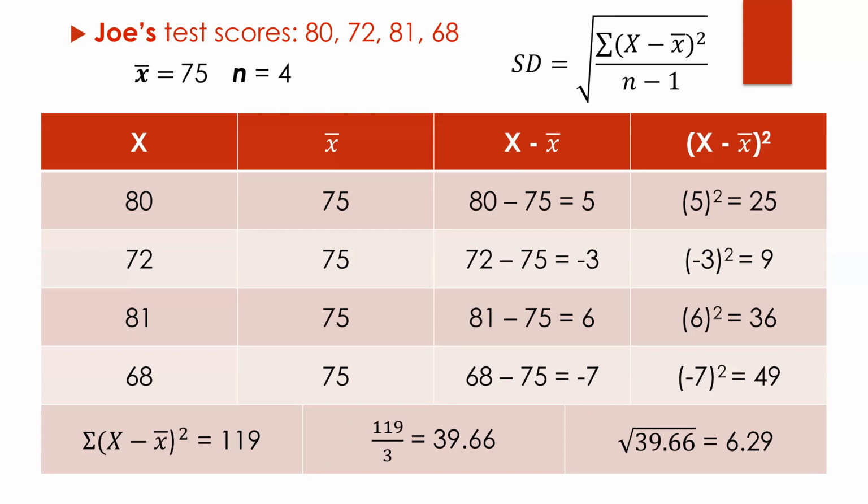So here we have our standard deviation score, 6.29, which indicates to us that Joe's test scores deviate from each other by an average of about 6.29 test points. That's really what a standard deviation is telling us here. So that's telling us how consistent Joe was on his test scores.